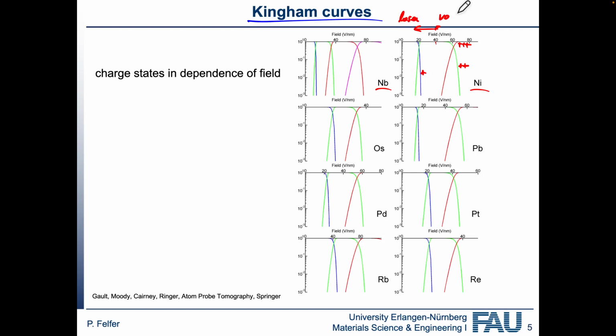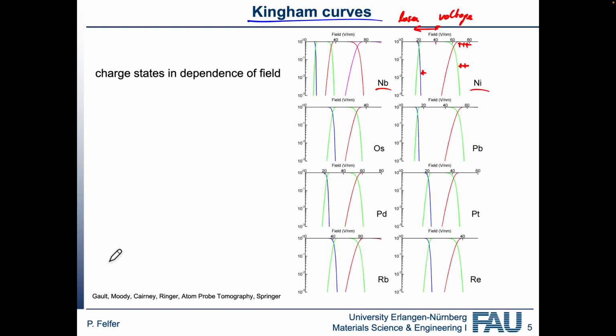And if we have voltage pulsing, then the field will be a little bit higher, and we'll get mostly nickel 2 plus. And this is exactly what we observe in experiment. If you do laser measurements on your specimens, on nickel specimens, then probably you will see mostly nickel plus. And if you do voltage measurements, you will pretty much only see nickel 2 plus.